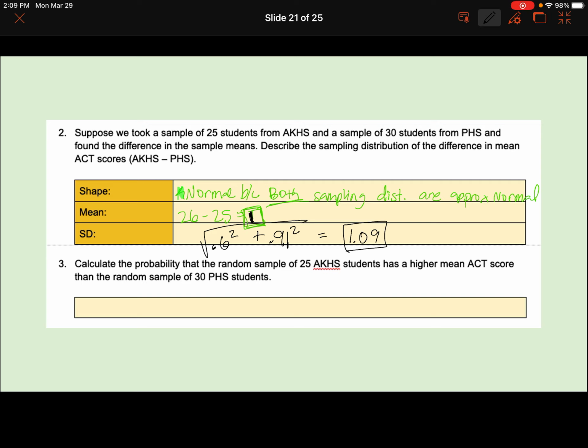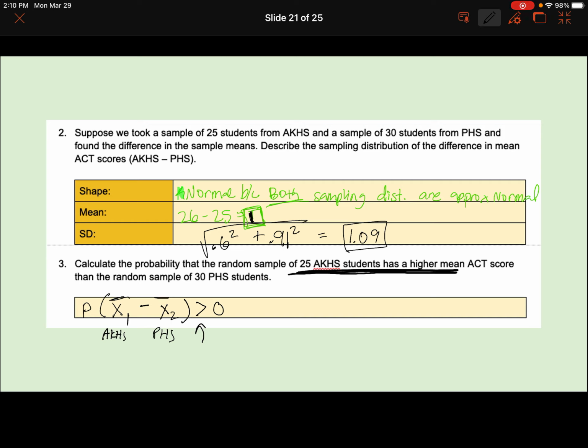But if we think about it, what we want to know is the probability of the mean from the first sampling distribution, if I subtract the mean from the second sampling distribution, being more than 0. Basically, I'm trying to figure out, what would be the chances of AKHS having a higher mean? That means that if I subtract AKHS minus PHS, I want to get a positive number. If we were trying to calculate the probability that it would be a lower mean, then we would want this part to be less than 0.